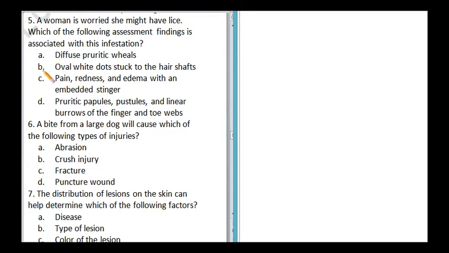Let's try to eliminate letter C. Why? Because of the word stinger. Remember that we're checking the patient for possible lice infestation, not if the patient is stung, for example, like a bee. Okay, that's a stinger. So this is a different situation. Next, let's try to eliminate D. Why? Because of the word burrows, this is an indication of possible scabies.